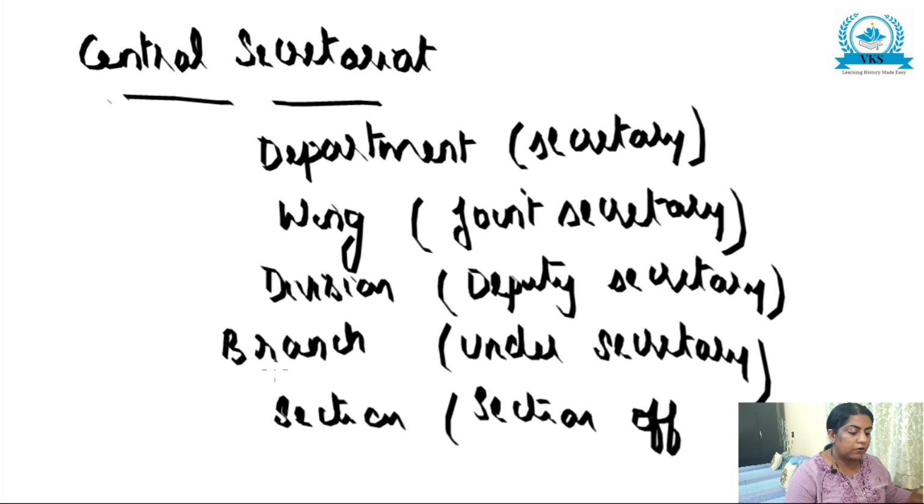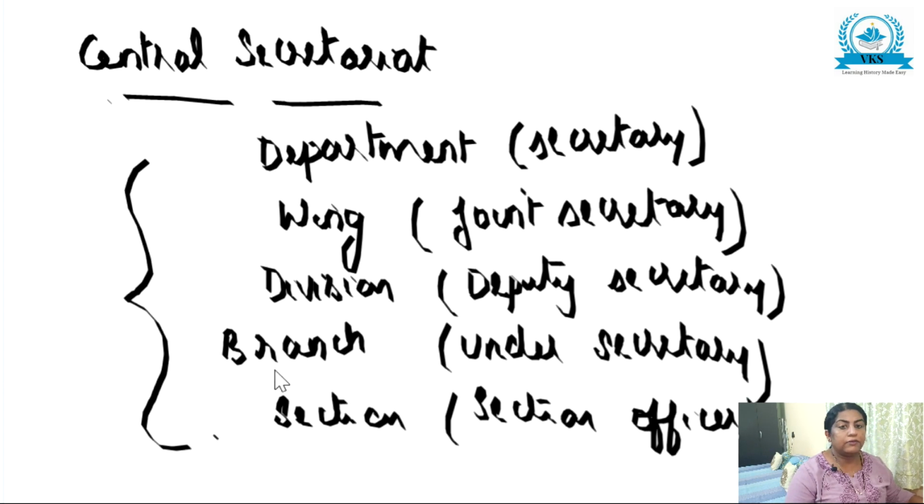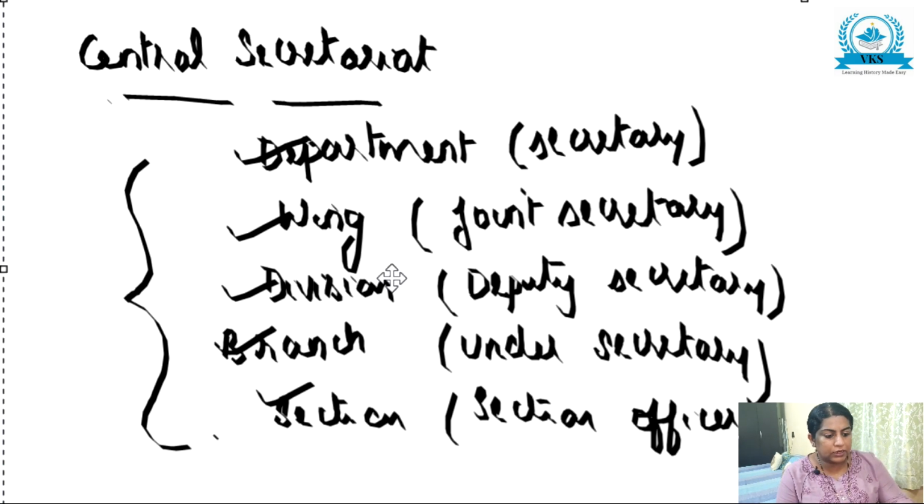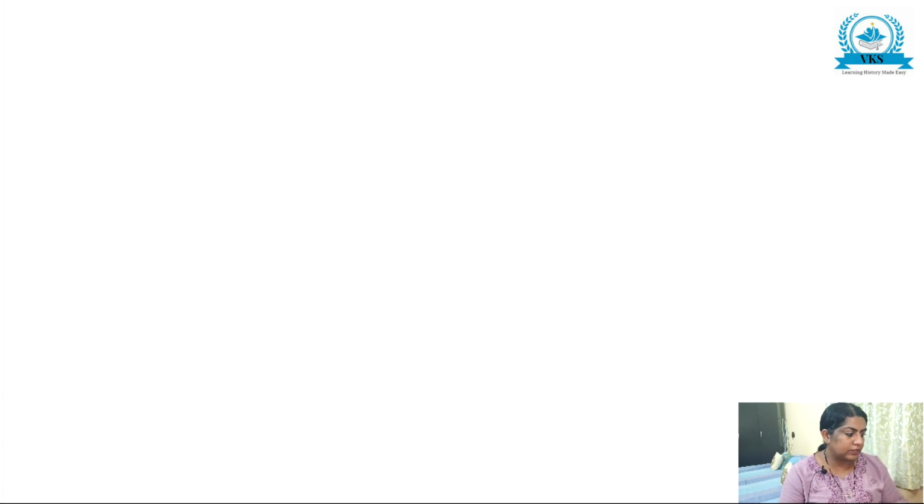So if you see, this is the hierarchical division in the central secretariat. First is department, then wing, then division, branch, and then section. That is secretary, joint secretary, deputy secretary, under secretary, and section officer. So this is how the hierarchical division works under the central secretariat.